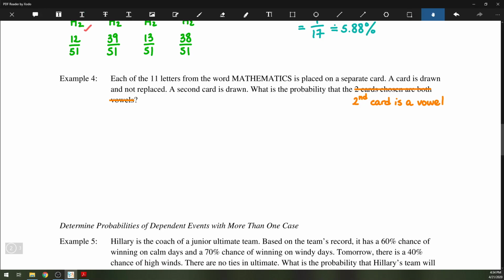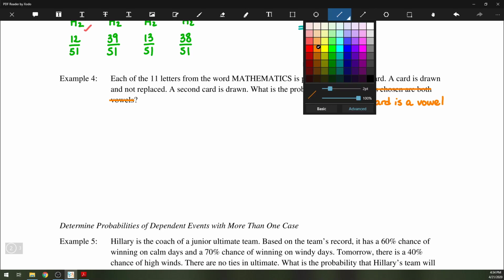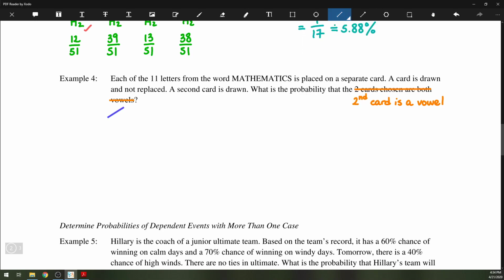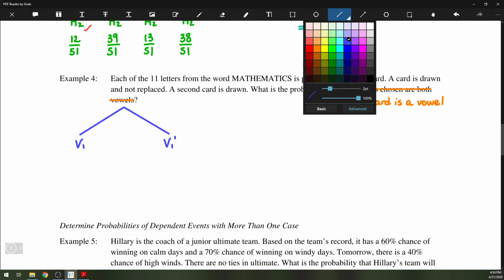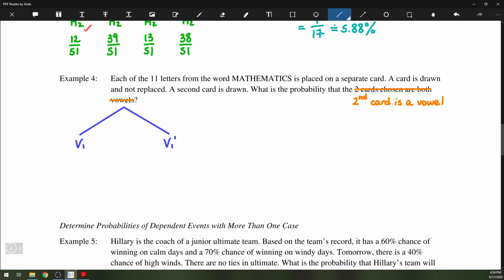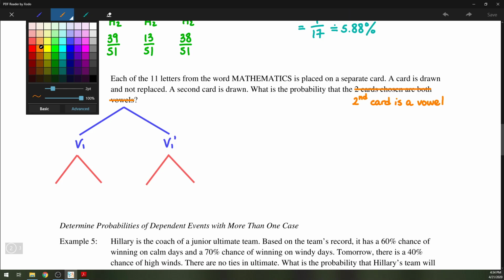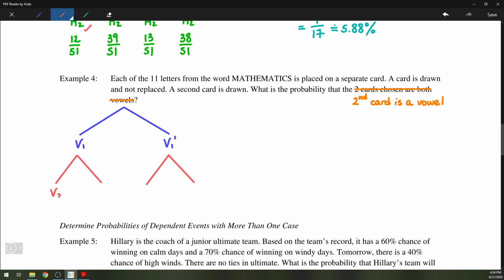All right, so let's look at the probability of each step. Again, you want to draw a tree diagram here. So the first card that you draw can either be a vowel, so V1, or not a vowel, V1 complement. And then after that, you still have a second card to go through, so let's do it this way. So it could be vowel, not a vowel. So that would be V2, and then its complement in each case.